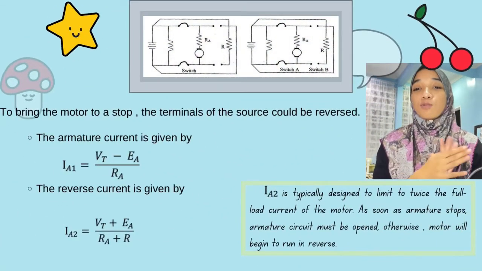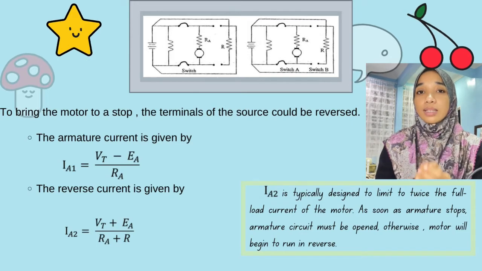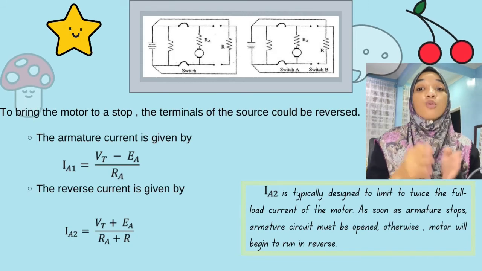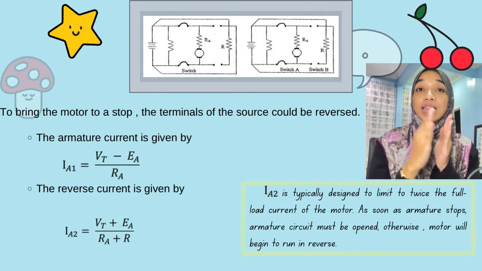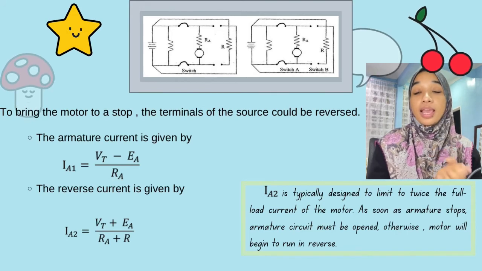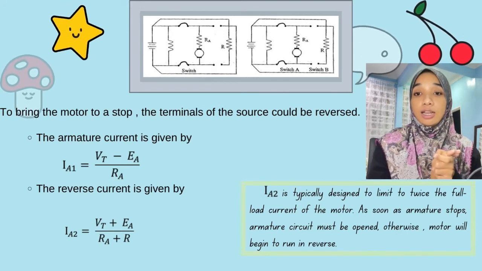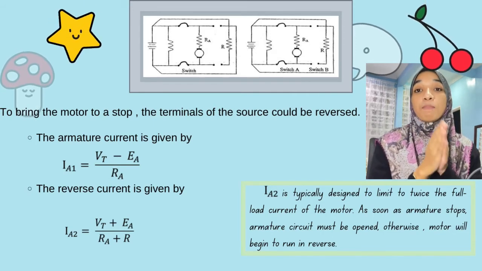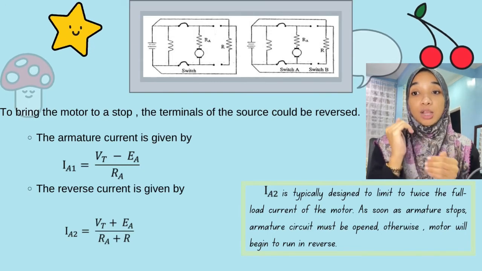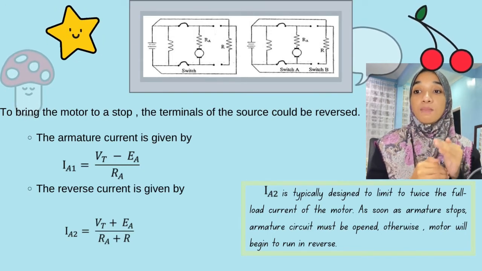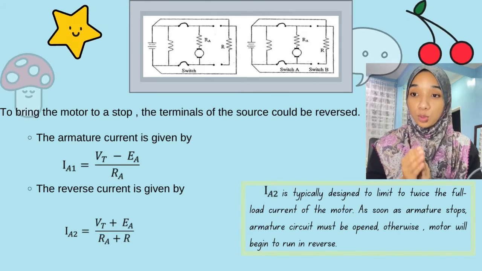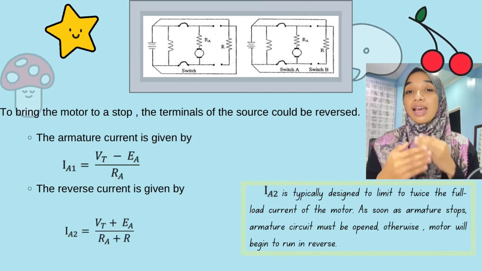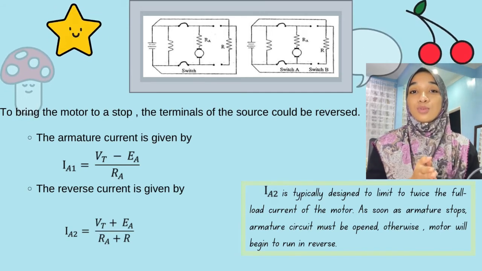So, to bring the motor to a stop, the terminals of the source can be reversed. There are two things that we can calculate: the armature current using the formula IA1 equals VT minus EA divided by RA, and the reverse current using IA2 equals VT plus EA divided by RA plus R. IA2, which is the reverse current, is typically designed to be limited to twice the full load current of the motor. As soon as the armature stops, the armature circuit must be opened, otherwise the motor will begin to run in reverse.